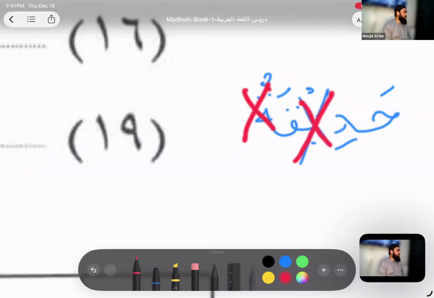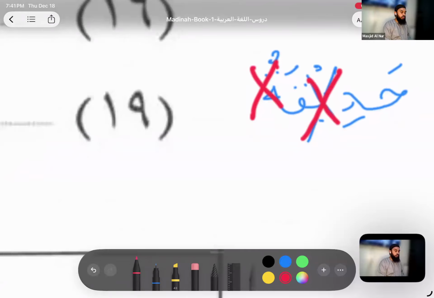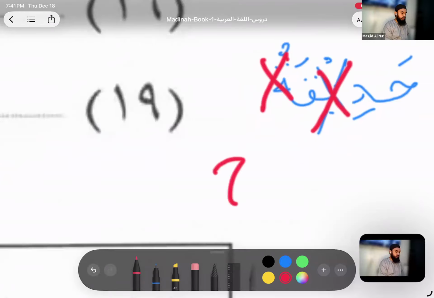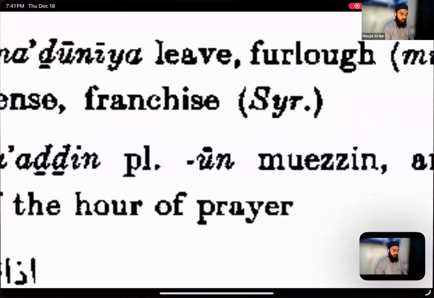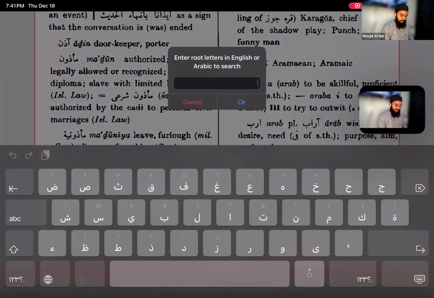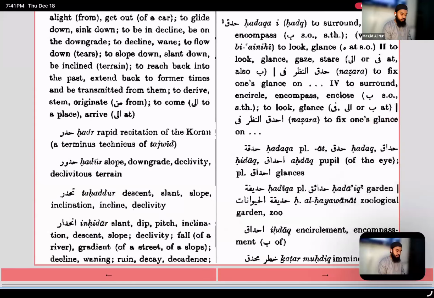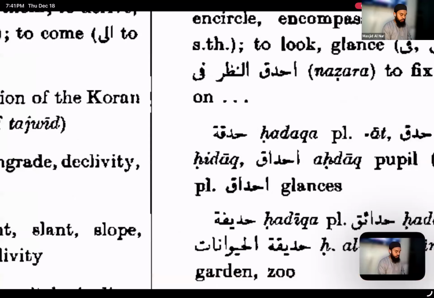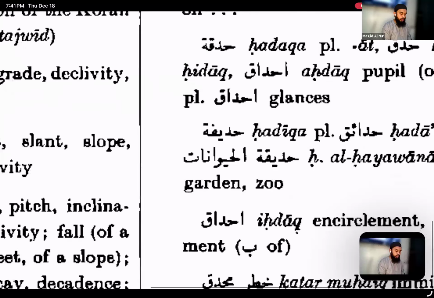How many letters are you left with? 3. What are the letters? Ha, dal, qaf. Hadaqa. So that's exactly what we're going to look for in the dictionary. Bismillah. So we have ha, da, qa. And we will find it right now. Hadaqa. We're very close. We're going to look for hadiqa.